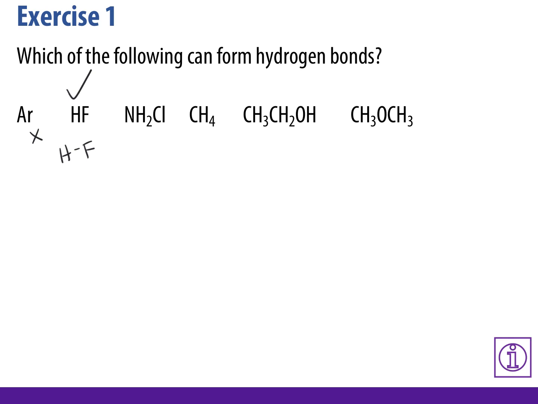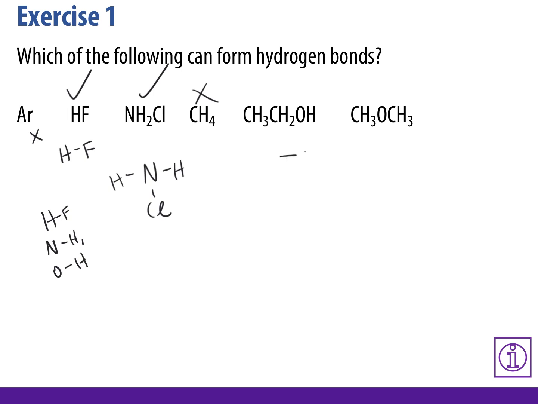NH2Cl, for these other ones, it is useful to really go to the Lewis structure because remember, we do need an HF, NH, or OH bond. So we need to make sure the oxygen or nitrogen or fluorine is actually bonded to the hydrogen directly in the Lewis structure. NH2Cl does fit that, because the nitrogen is in the center, that will have hydrogen bonds. CH4 doesn't have one of those electronegative atoms, so that can't have hydrogen bonding.